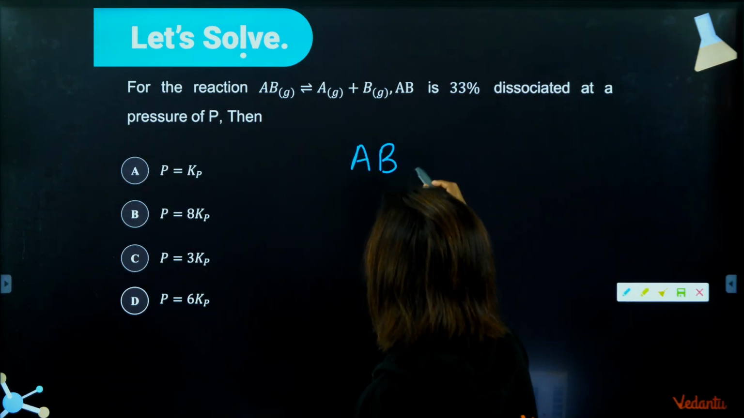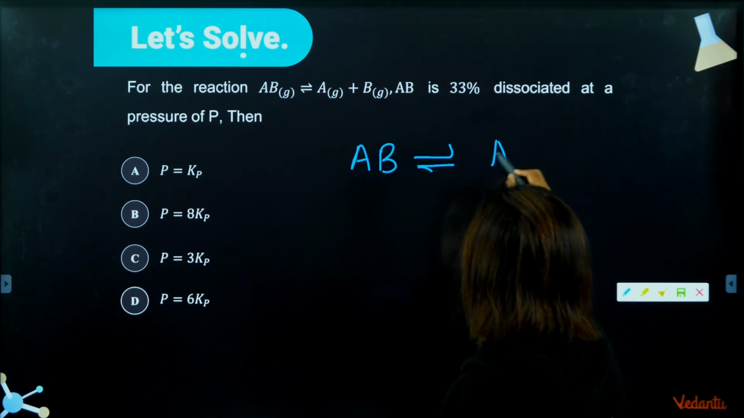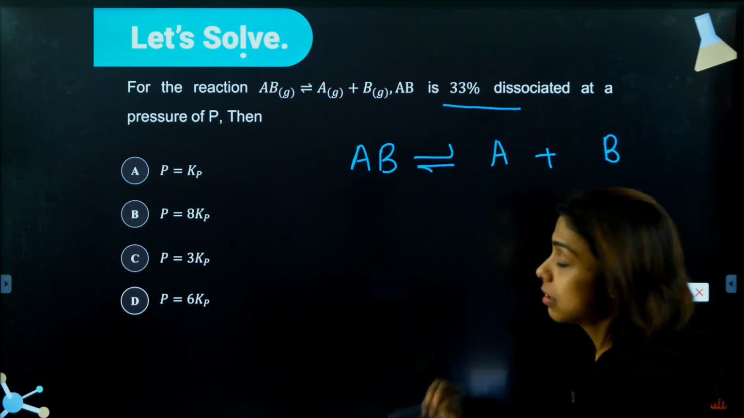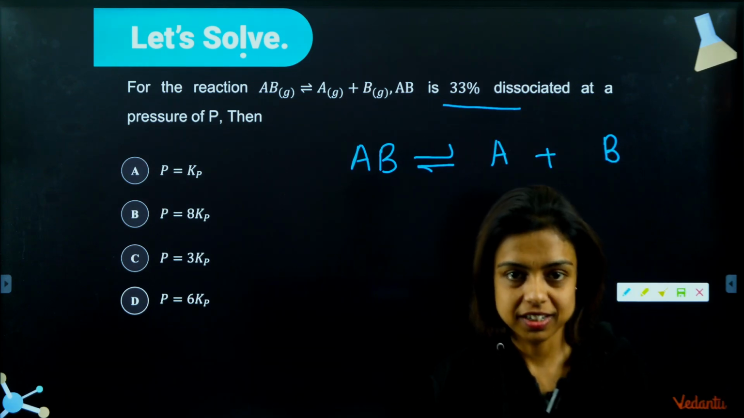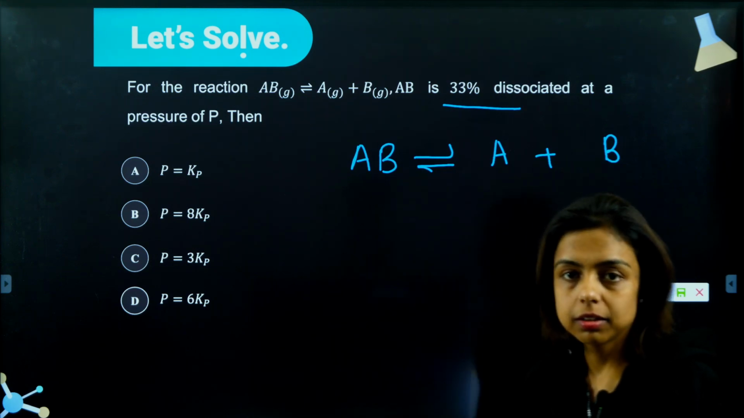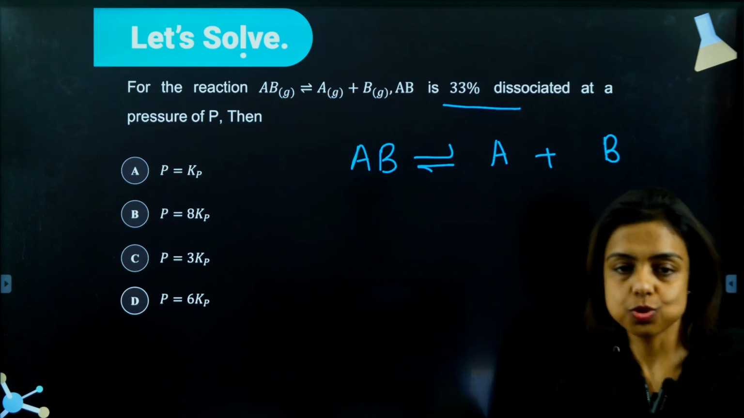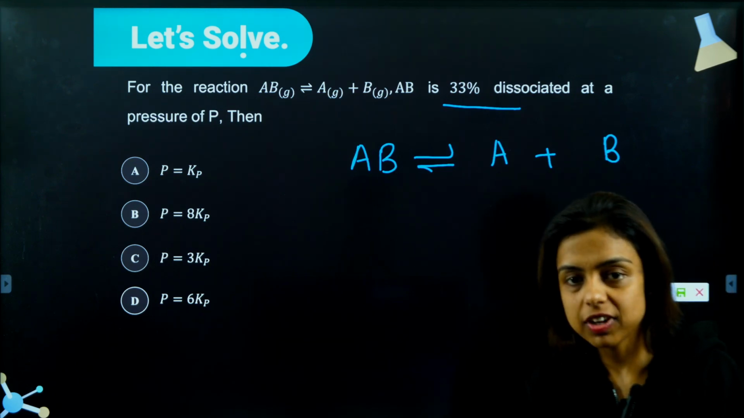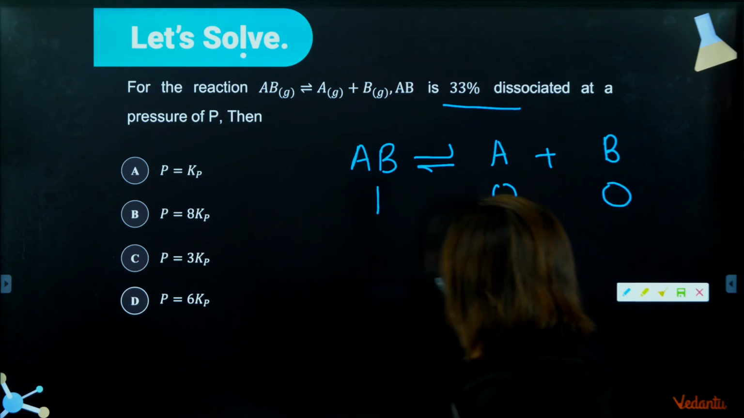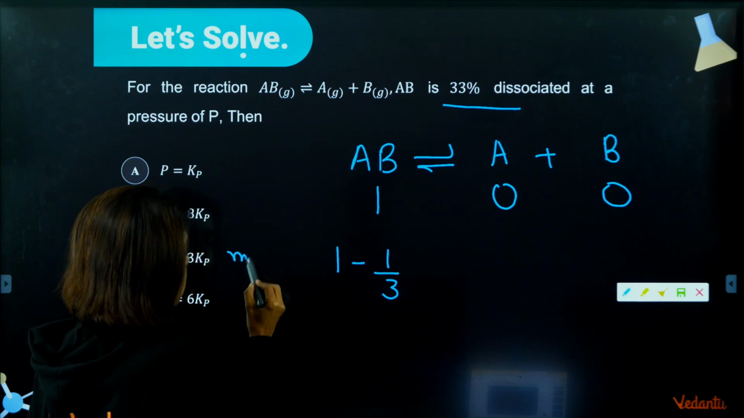AB gives A plus B. It is a gaseous reaction and it is 33% dissociated, right? So at equilibrium, if you start with 1 mole, initial 1 and 0, 0. So it is 33% dissociated, meaning the moles at equilibrium. Let me write the moles at equilibrium.